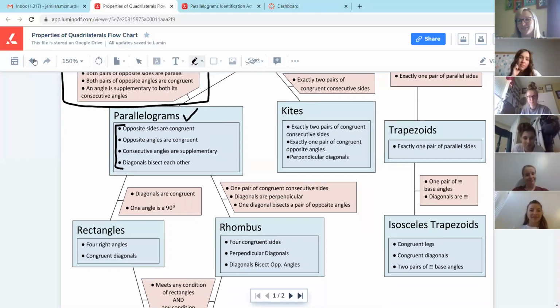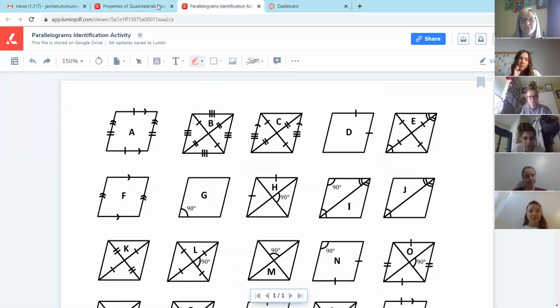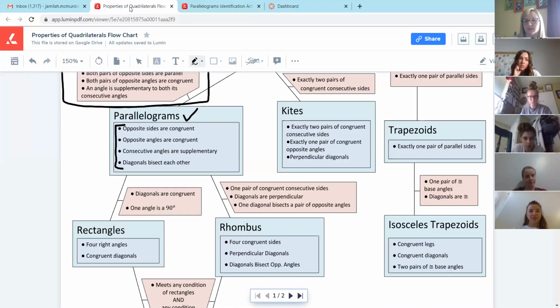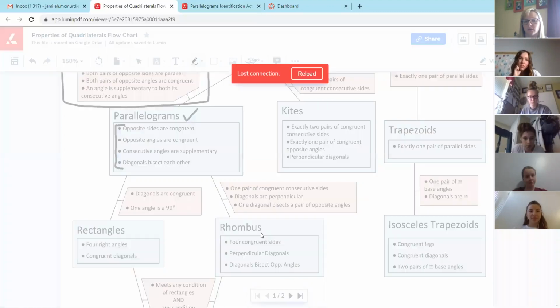Ah, there we go. Okay, so everything in this assignment is already a parallelogram. Okay, so it's for sure at least a parallelogram, but your job is to come up with the most specific name for it. So more specific than saying something is a parallelogram would be saying that it's a rectangle, a rhombus, or a square.